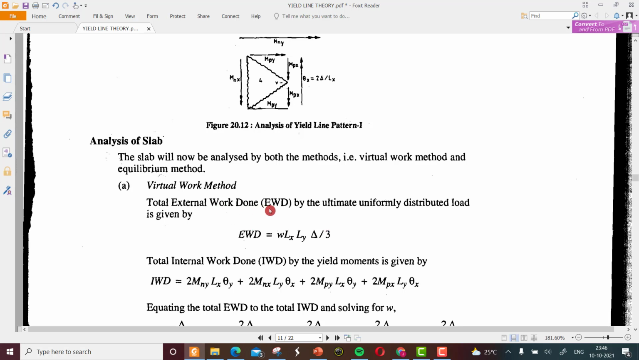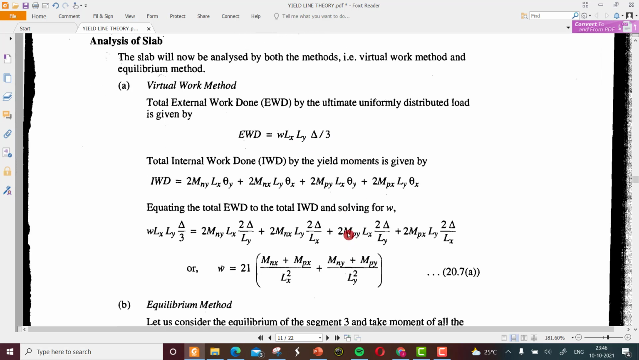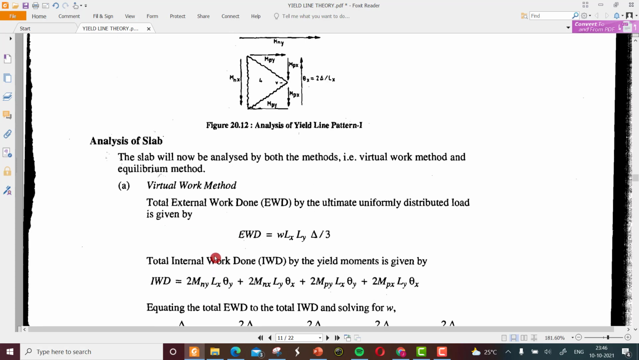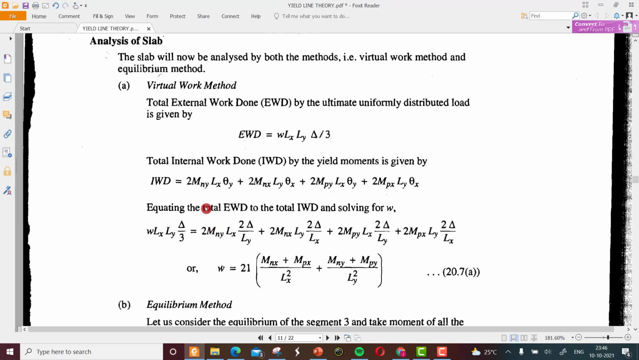So the total external work done, EWD, by the ultimate uniformly distributed load is given by W into Lx into Ly into delta by 3, and the total internal work done, IWD, by the yield moments is given by IWD is equal to 2 into mn by lx theta y.